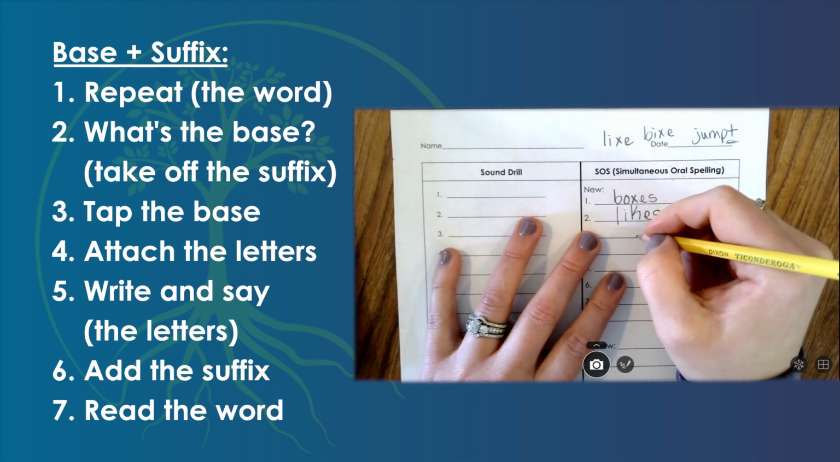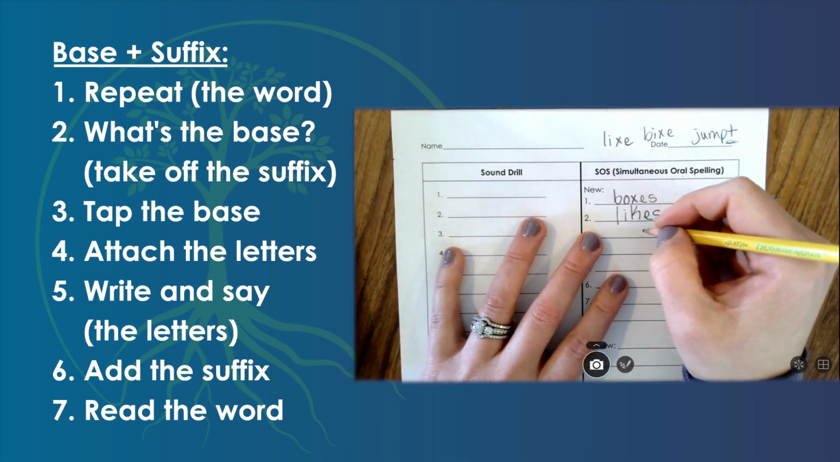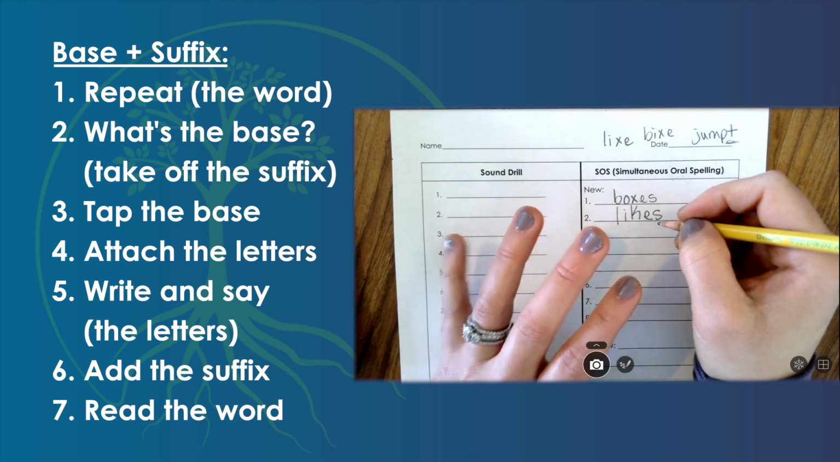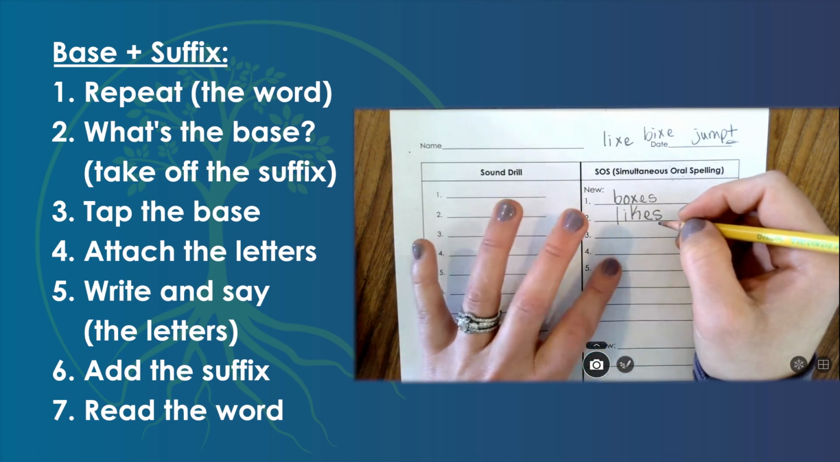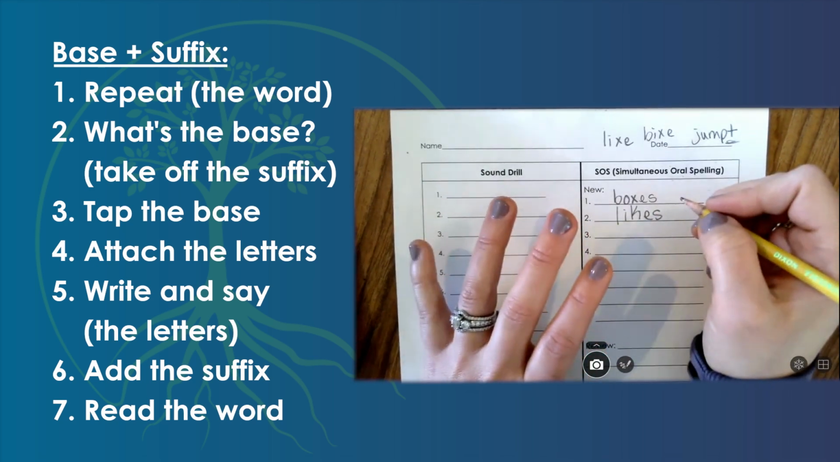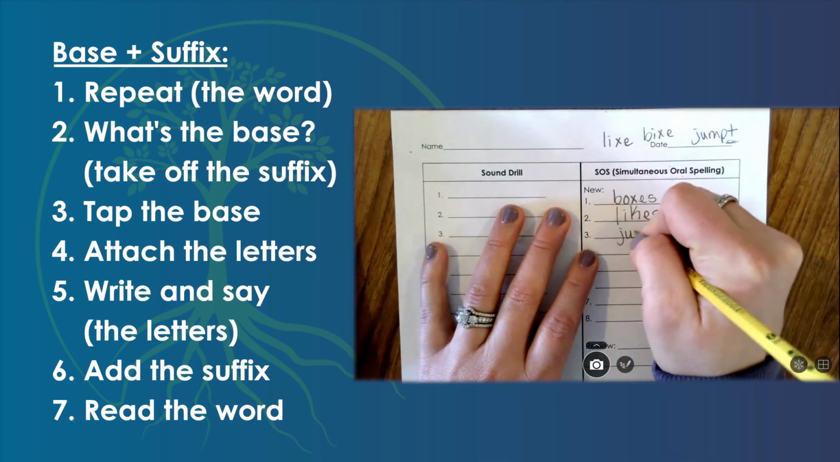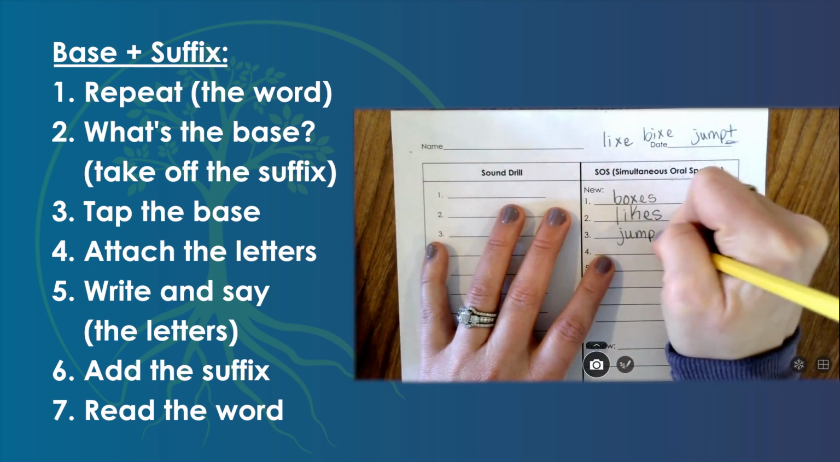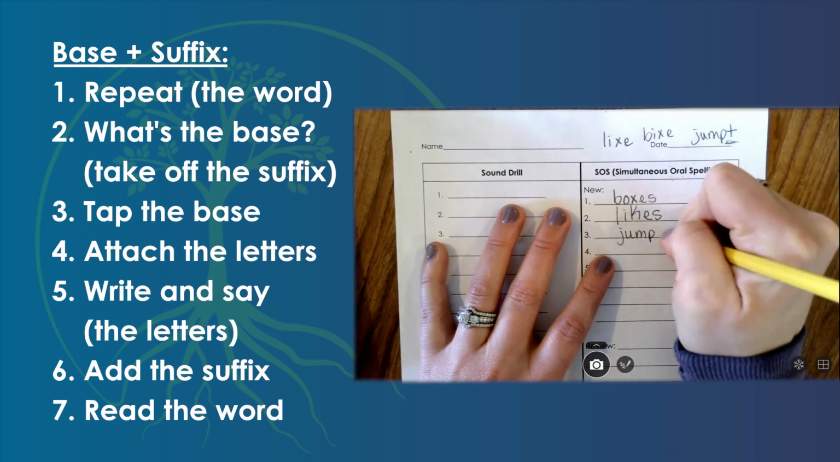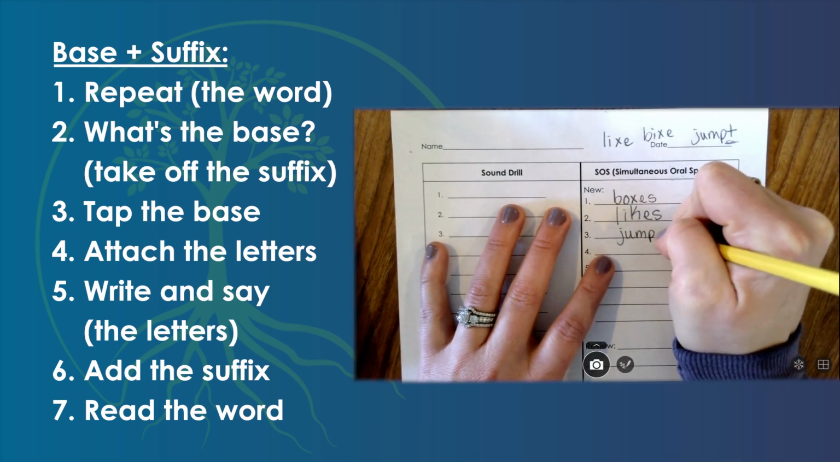Say jumped, jumped. What's my base? Jump. Tap jump. J-U-M-P. Attach the letters, J-U-M-P. Write and say, J-U-M-P. What suffix do I add to make jumped? So it already happened, E-D.